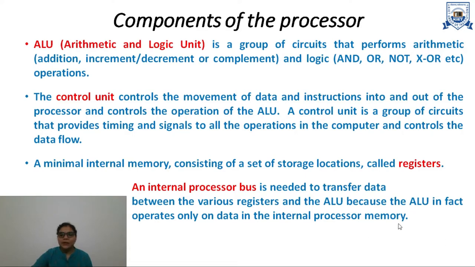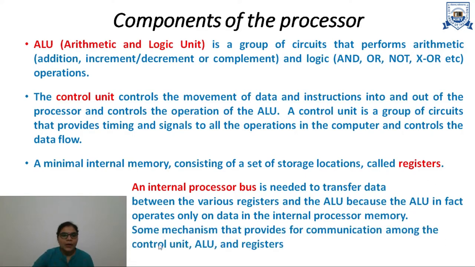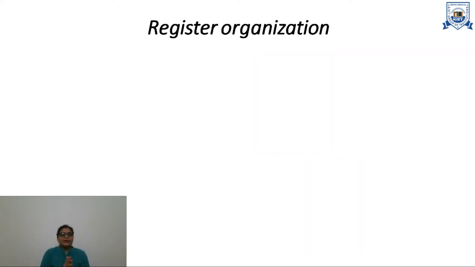The memory in form of registers. Some mechanism that provides for communication among the control unit, ALU, and register. So the interconnection network provides communication among ALU, control unit, and registers. So far we have studied what is a computer, what are the components of a computer, what is a processor, what are the components of a processor, and the working of these components of a processor.